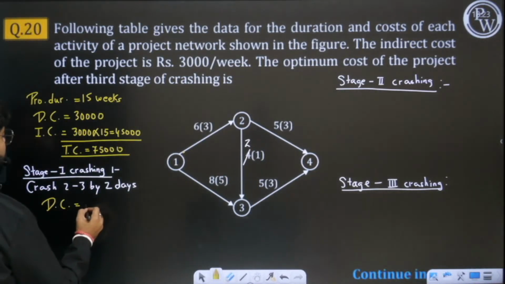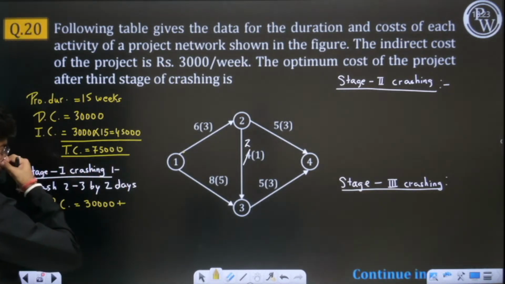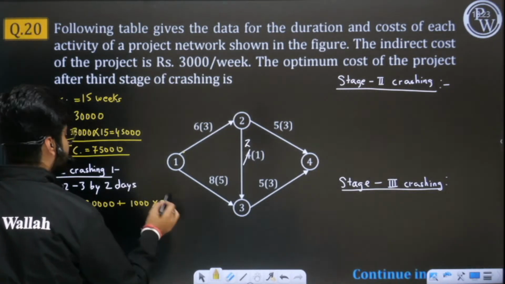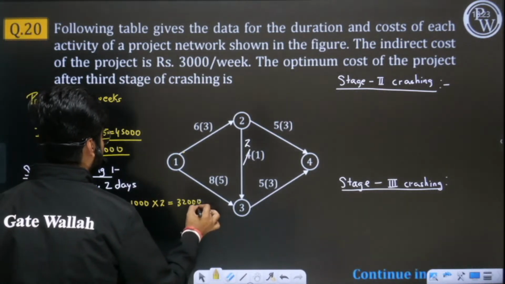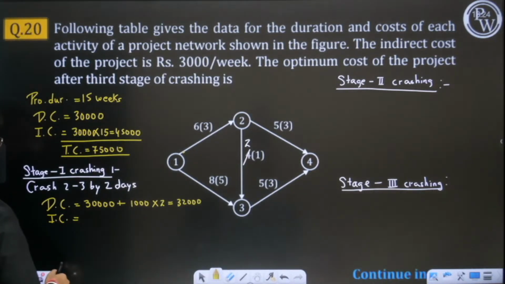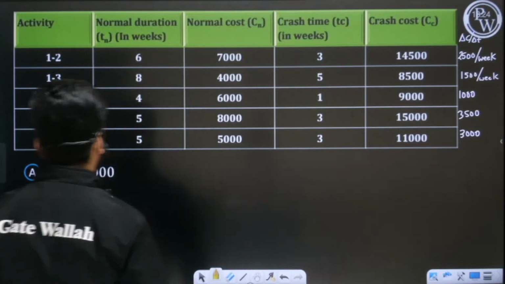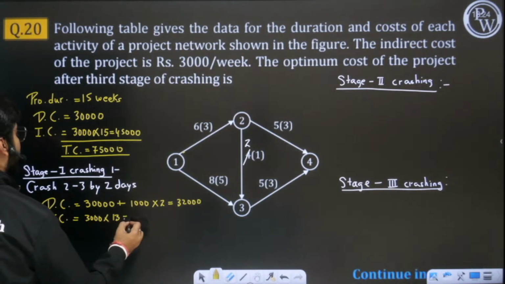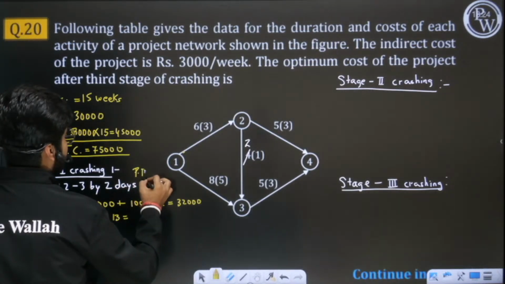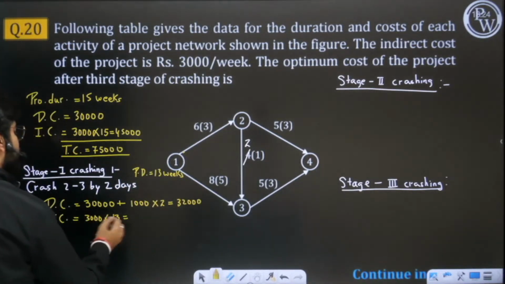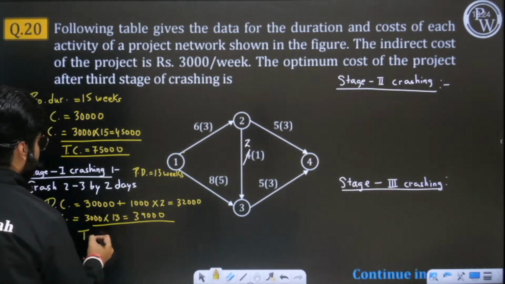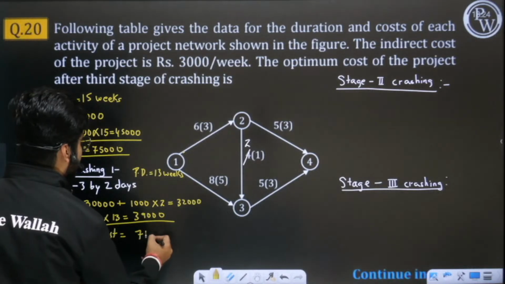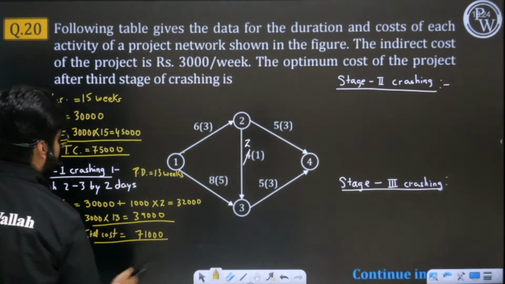Now the direct cost will be what? Initially it was 30,000 for all activities, but since you have reduced this by 2 days, 1000 rupees will increase for every day, so 2000 rupees will increase here. For every week, 1000 rupees will increase, but you have reduced it by 2 weeks, so 2000 will increase. The indirect cost will be 3000 into 13, because the project duration is now 13 weeks. So this is 39,000. When you find the total cost, sum this up, it will be 71,000, obviously lesser than the first one, so it is better.